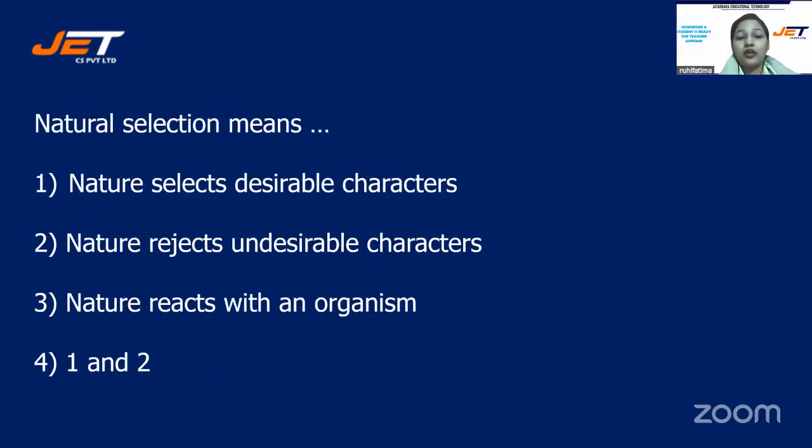Next one. Natural selection means, and your options are number 1, nature selects desirable characters. Option number 2, nature rejects undesirable characters. Option number 3, nature reacts with an organism. Or option number 4, 1 and 2 both. Which one will be the correct answer? You have to tell the meaning of natural selection. According to the theory of natural selection, which one is the correct option?